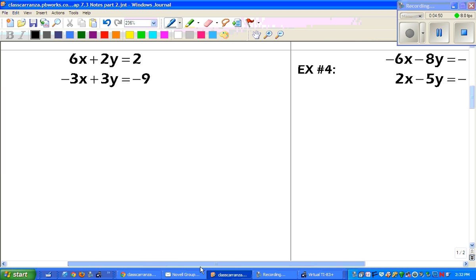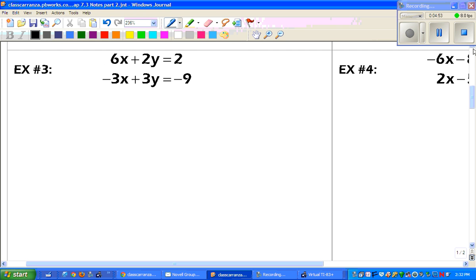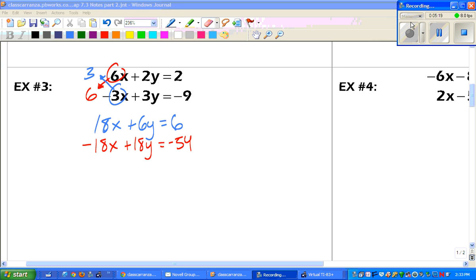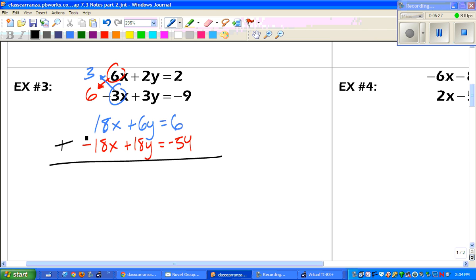All right, let's look at example number 3. All right, so we need to bring 6 down, and the 3 up. Okay? Why don't you guys go ahead and pause the video and go ahead and distribute, and let's see what you get. Okay, so when you distribute, that's what we should get. Okay, and now we got to add these up.